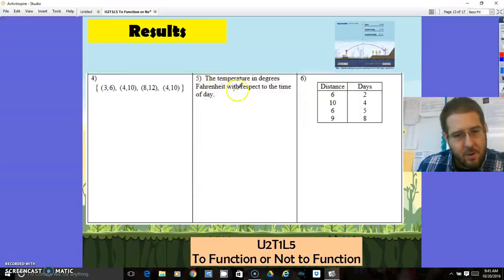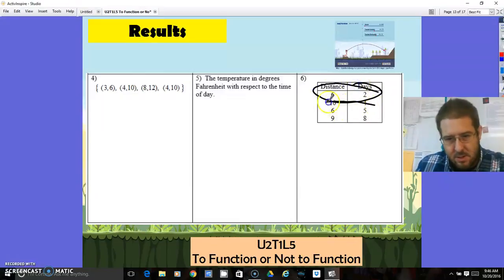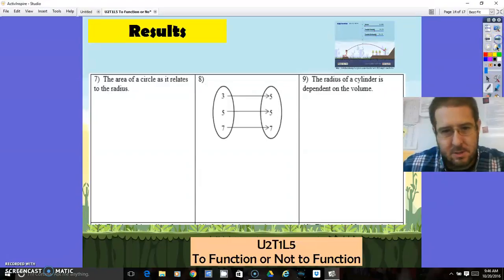The temperature in degrees Fahrenheit with respect to time of the day. So the degrees is dependent upon the time of day. Can a time of day have more than one temperature? No. Function, definitely. This one, not a function. And the reason why it's not a function is because of these two points right here. 6 cannot have two different ranges.